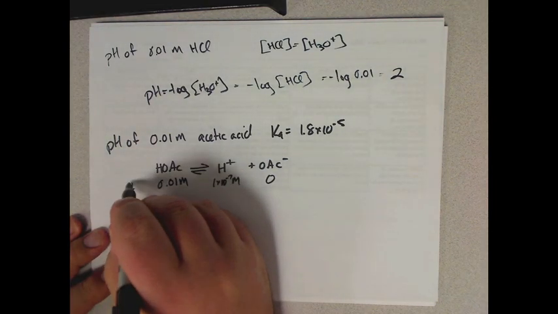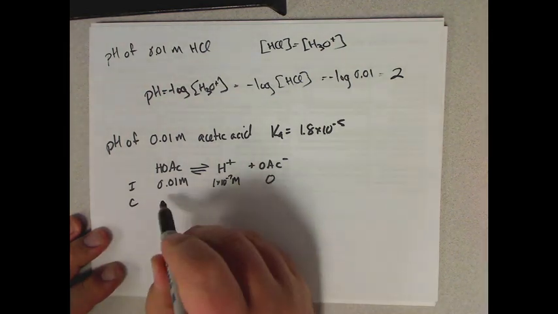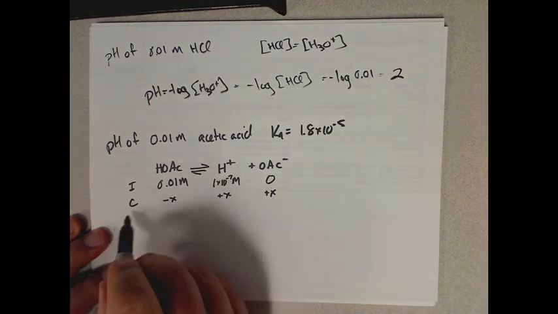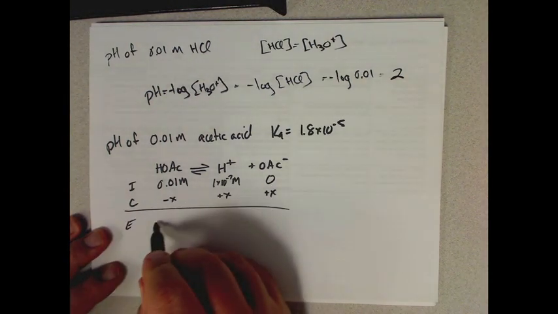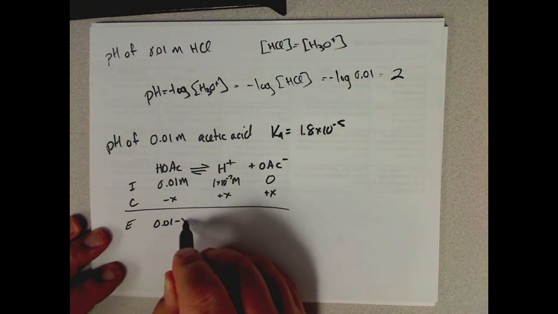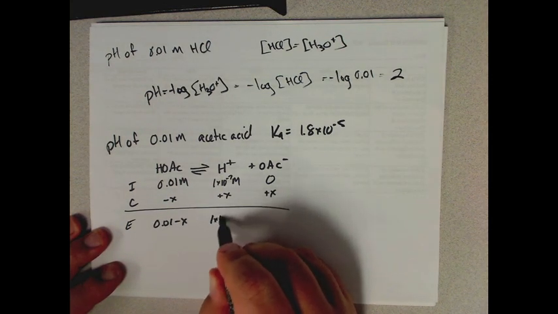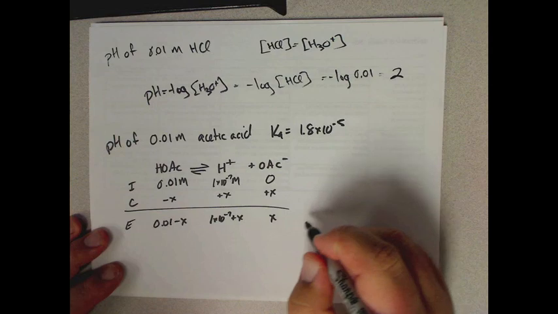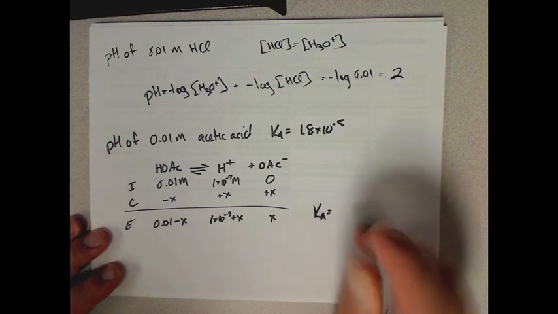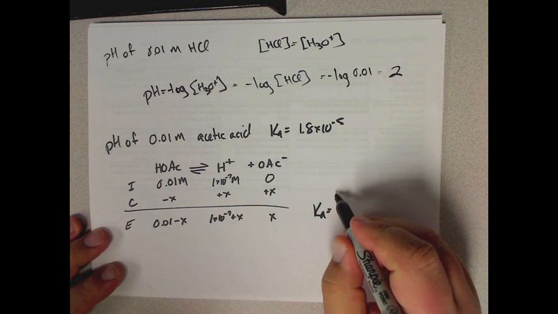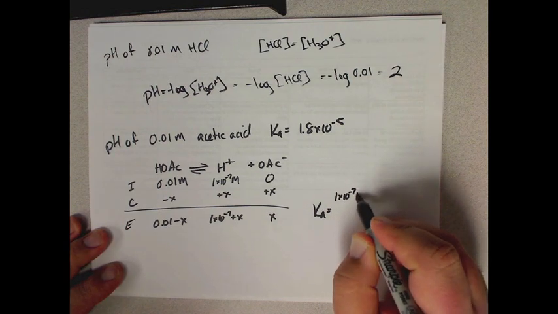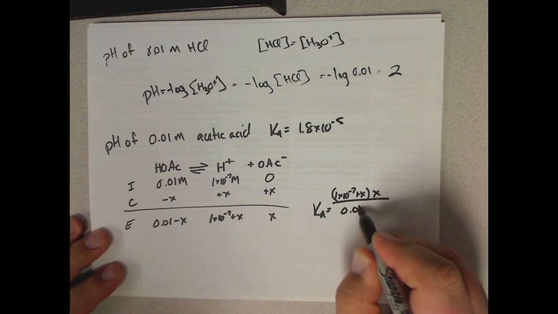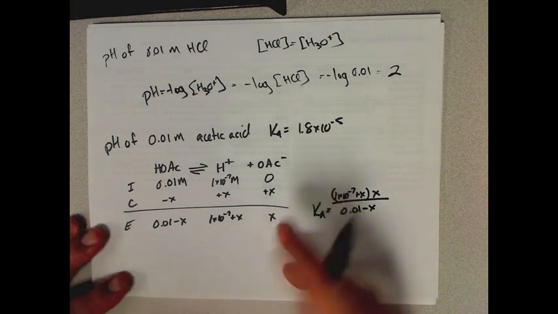So that's our initial. Then we have our change, and our change will lose some here and gain some over here, about the same amount. So then at equilibrium, we've got 0.01 molar minus x, we've got 1 times 10 to the minus 7th plus x, and we've got x. Okay, so now if we write the Ka equation, we're going to put H plus and OAc on top, and we know that this is equal to the Ka.